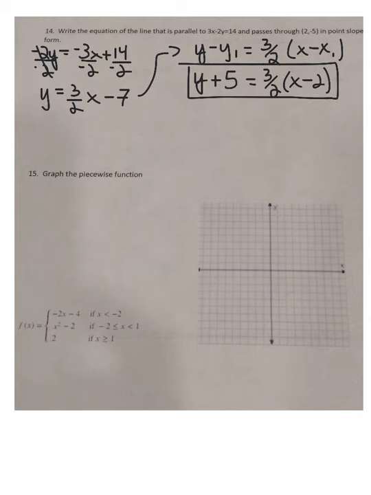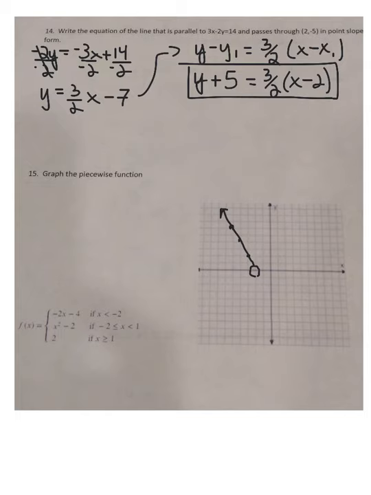Now, it does say less than -2, so that means I'm going to have an open circle there. Then I'm going to keep going up 2 over 1, up 2 over 1, and maybe one more, up 2 over 1. So there is y equals -2x minus 4 when x is less than -2.